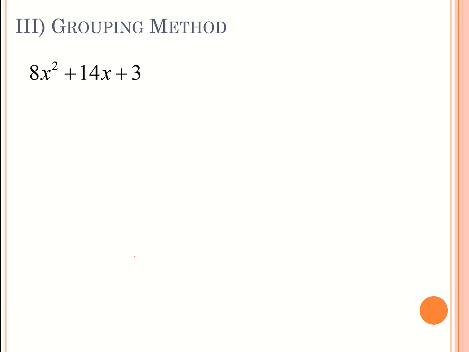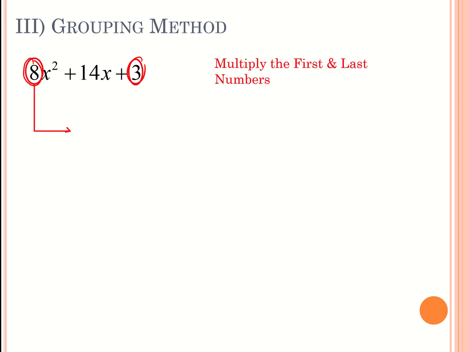Alright, here's the grouping method. I'm going to start with this one and continue with it, because I'll save the best for last, okay? So the grouping method, the way it works is kind of similar. You take this 8, you take the 3, and you multiply them. So 8 times 3, but you don't bring it back anywhere. Just think of it as 8 times 3 is 24.